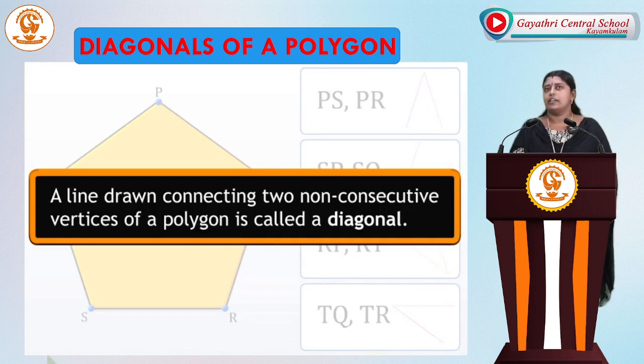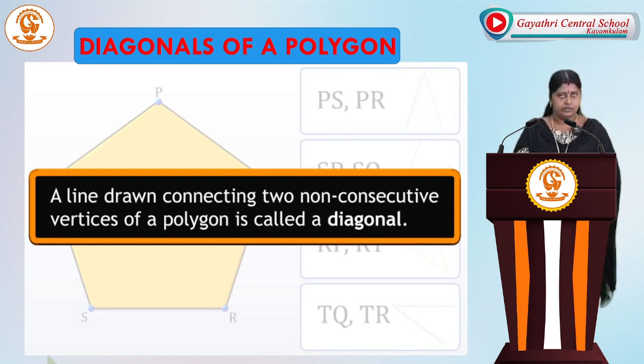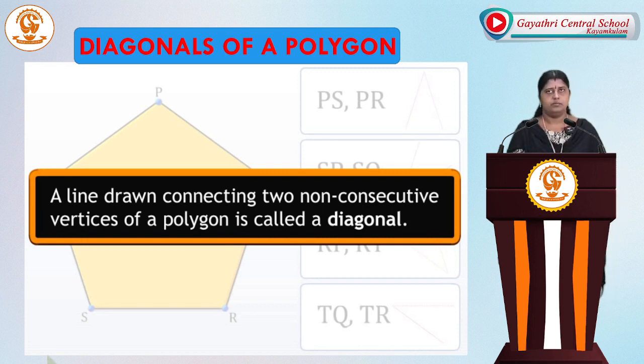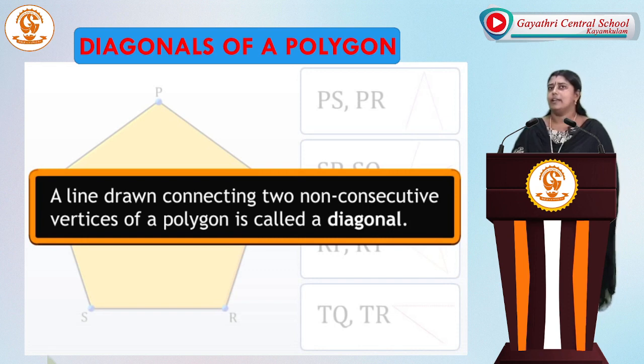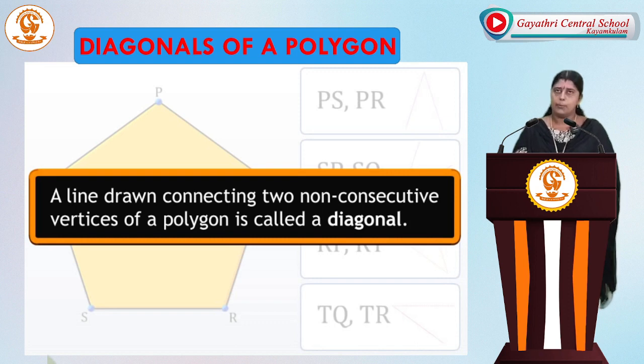So how can we define it? Diagonal of a polygon. It is a line segment connecting two non-consecutive vertices. Can you define it more fully, Shivanandana? Yes, ma'am. A line drawn connecting two non-consecutive vertices of a polygon is called a diagonal. Very good. So a line connecting any two non-consecutive vertices is the diagonal of a polygon. Is it clear?